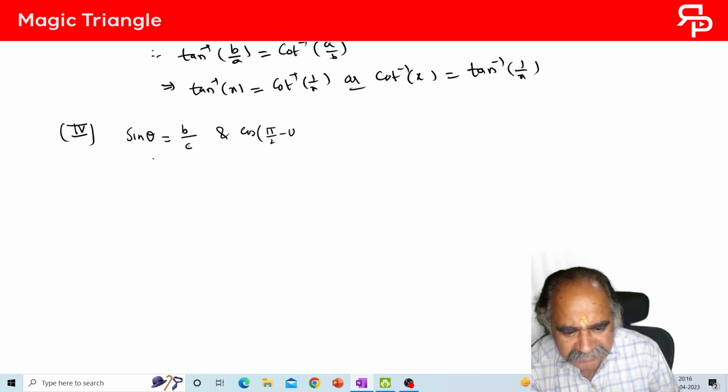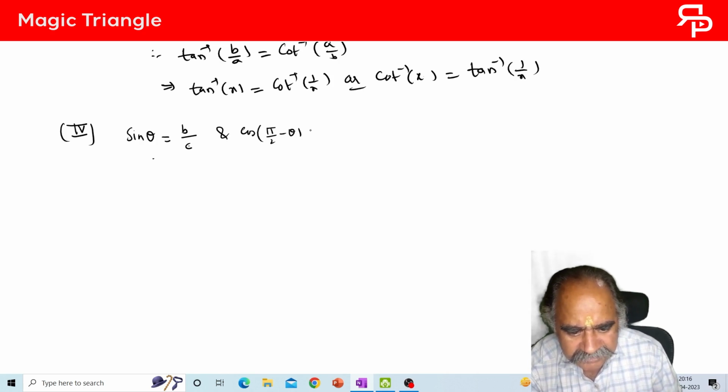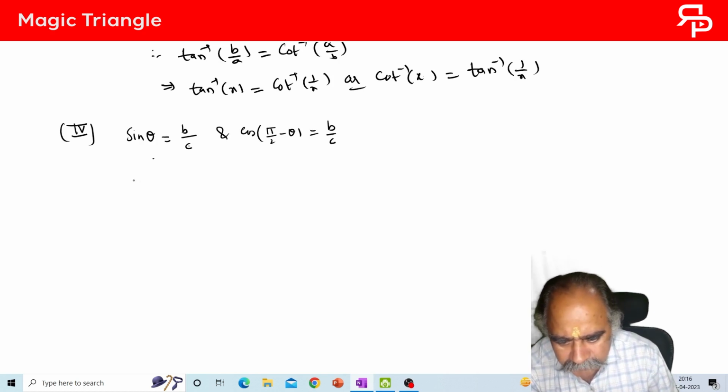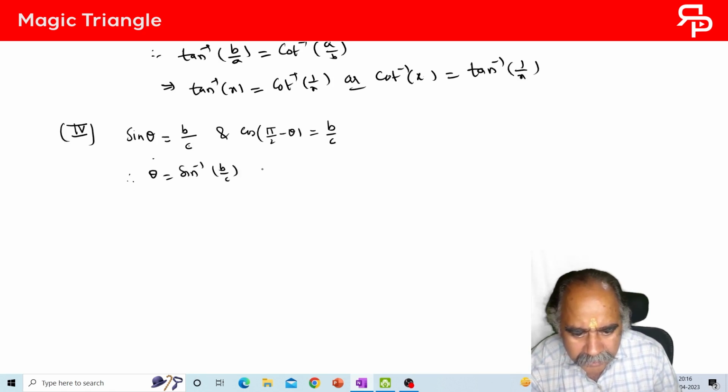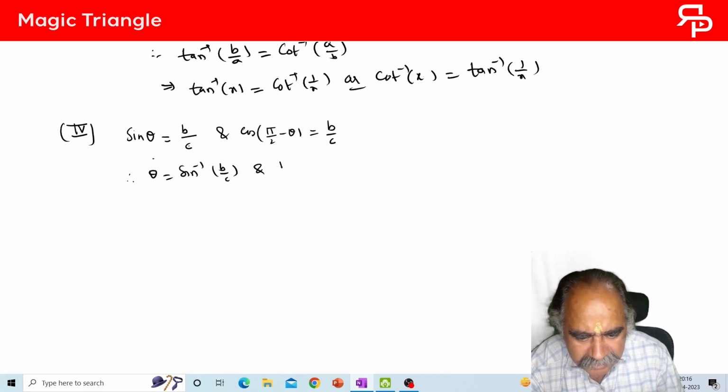Cos pi by 2 minus theta, which is B by C. Therefore, theta is what? Sin inverse B by C. And here pi by 2 minus theta is what? Cos inverse B by C.